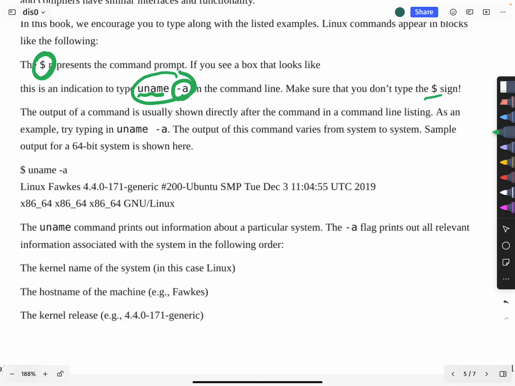By the way, don't type the dollar sign. The dollar sign is where you put the command, basically, but you don't type the dollar sign. It's already there for you. Okay, anyway.